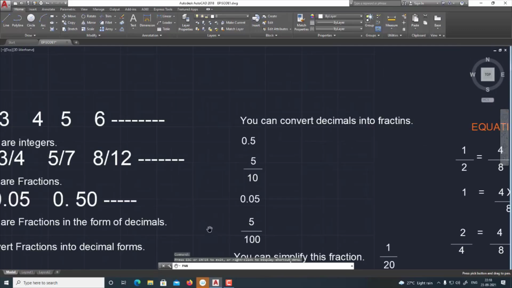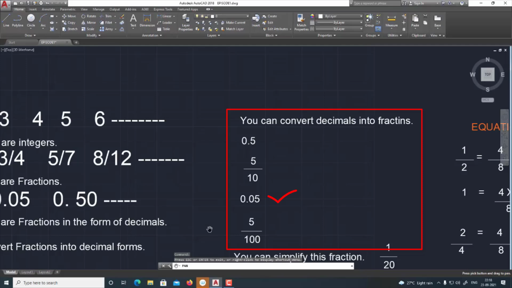You can convert decimals into fractions. Say 0.5. There is one figure after the decimal place. So, you should put 1 0 after 1 and make it the denominator. That is 5 by 10.